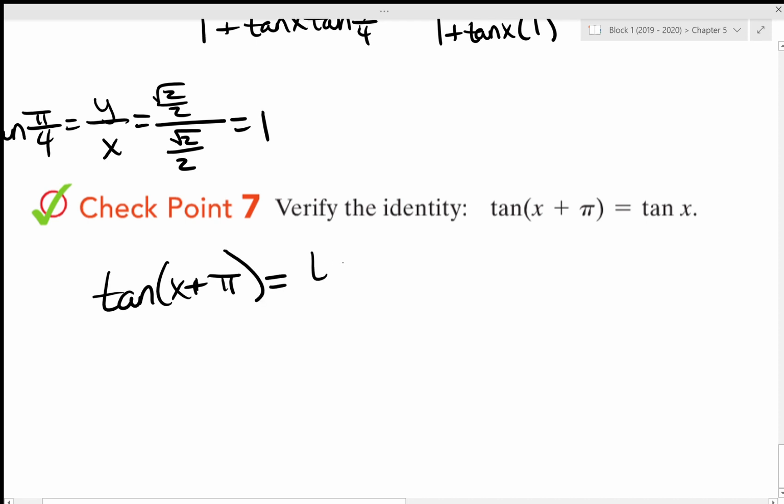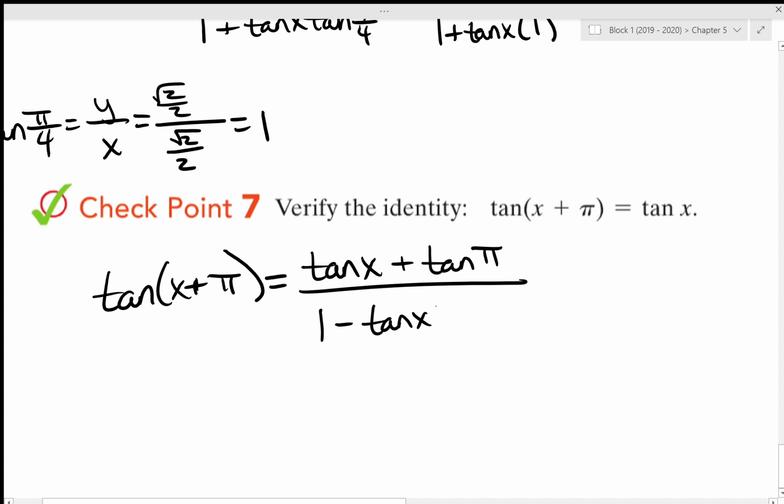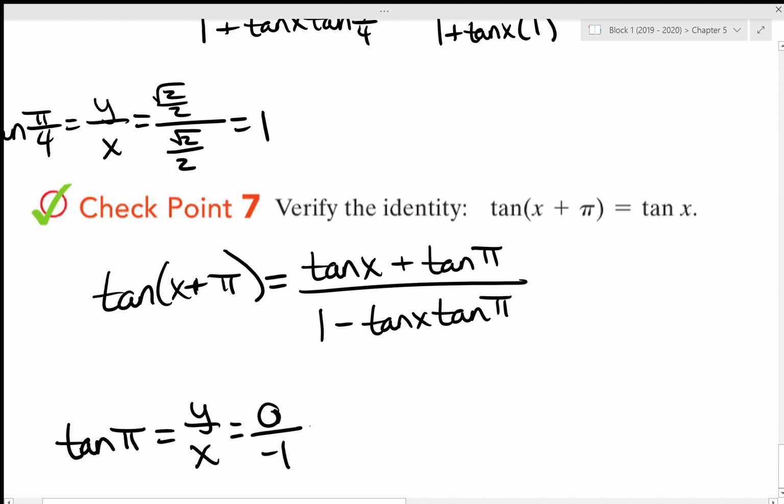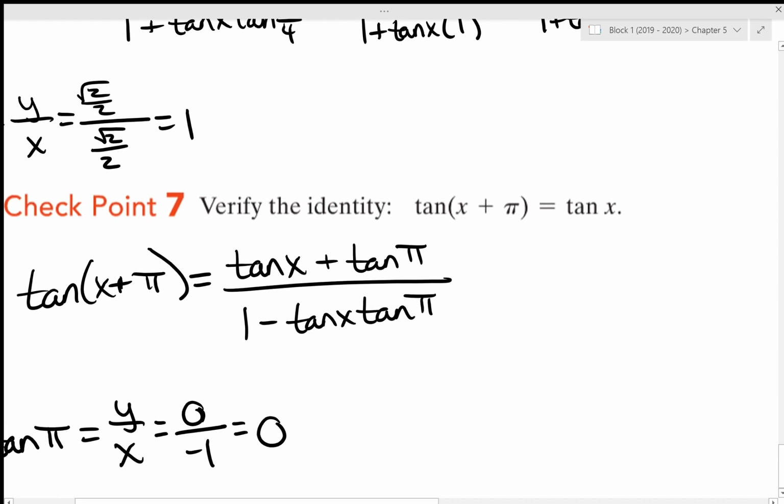The identity is tan x plus tangent of my second angle, which is pi, all over 1 minus tan x times tangent of pi. Well, let me look. Pi is a unit circle angle. My y at pi is 0, and my x is negative 1. 0 divided by negative 1 is 0. It's not undefined. It would be undefined if the 0 was in the denominator. It's in the numerator, so we're fine. So anywhere I see a tangent pi, I'm going to replace it with 0.